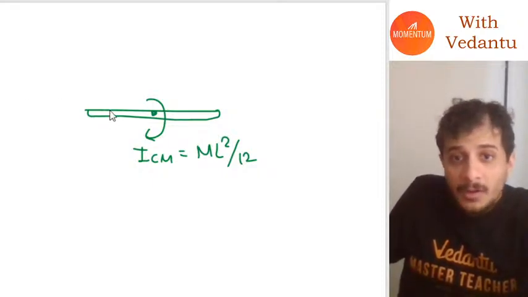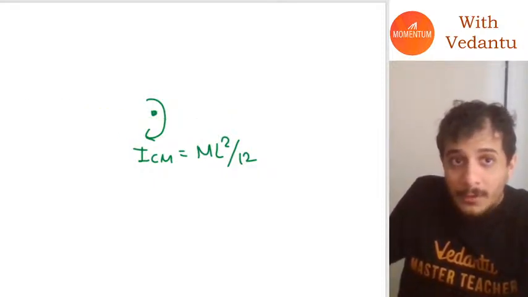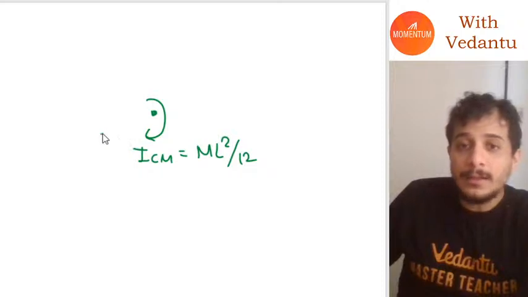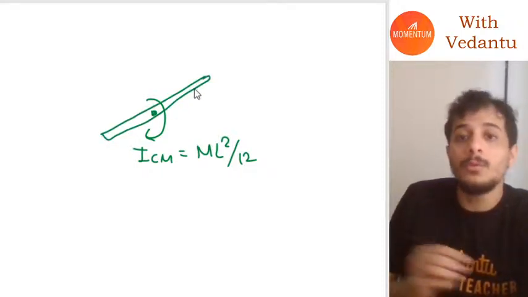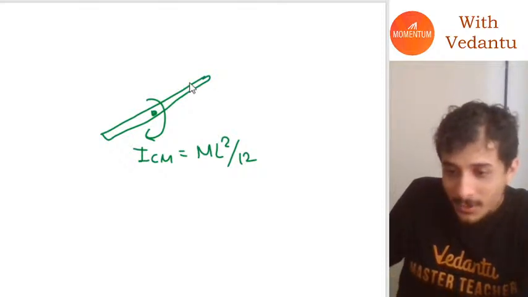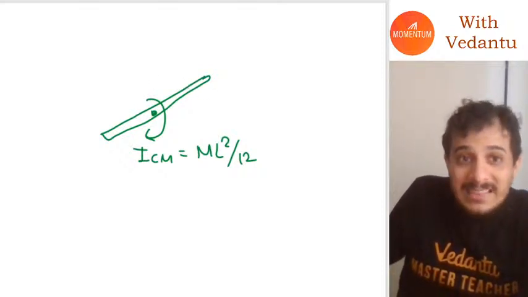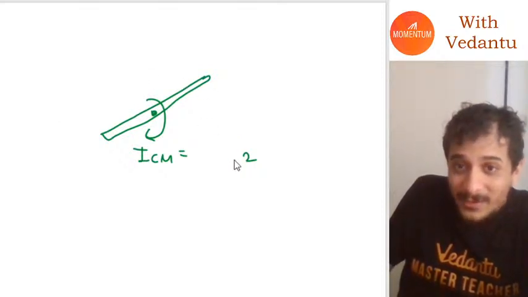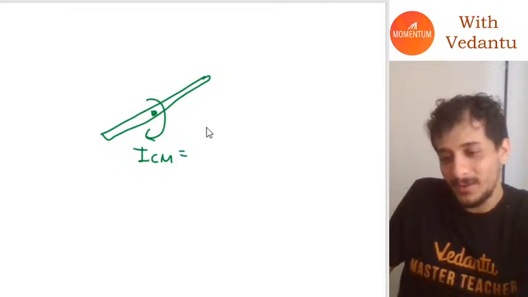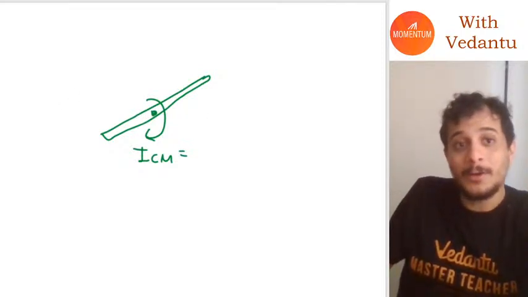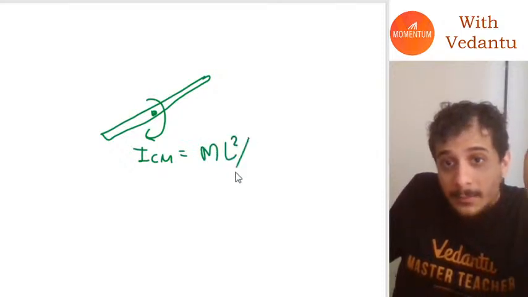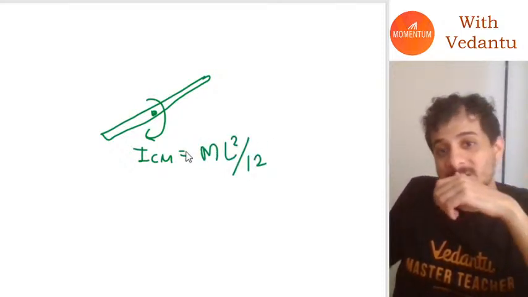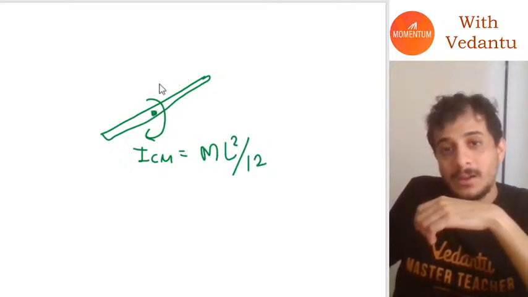Similarly, if I have a rod here, which is at an angle like this, and I ask you how much will be the moment of inertia of this rod, can you tell me? The moment of inertia of this rod will also be mL square by 12.